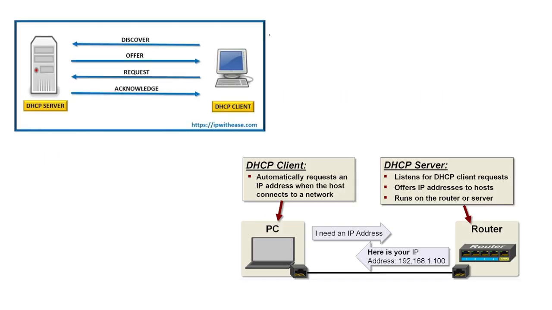If you look here, the client will discover the DHCP server with the help of the broadcast packet and ask for an IP address. The server will offer all the available IP addresses. The client will pick one IP address and request that IP address, and the server will give the IP address and give an acknowledgement also. This is the graphical representation.